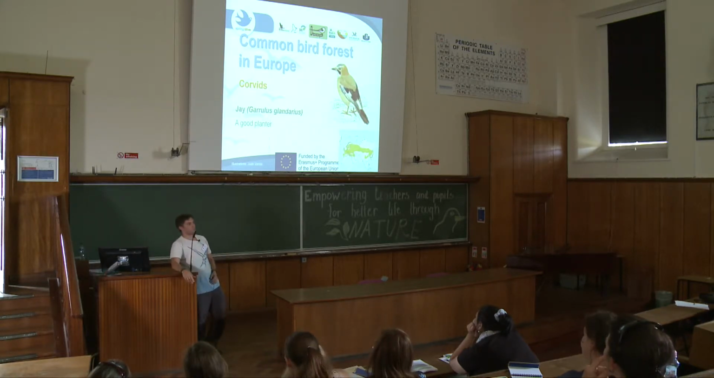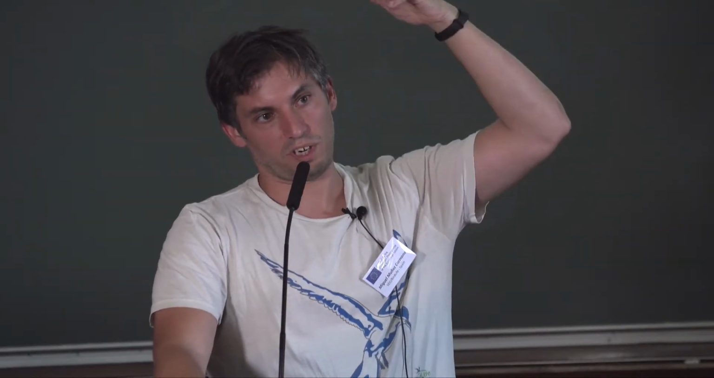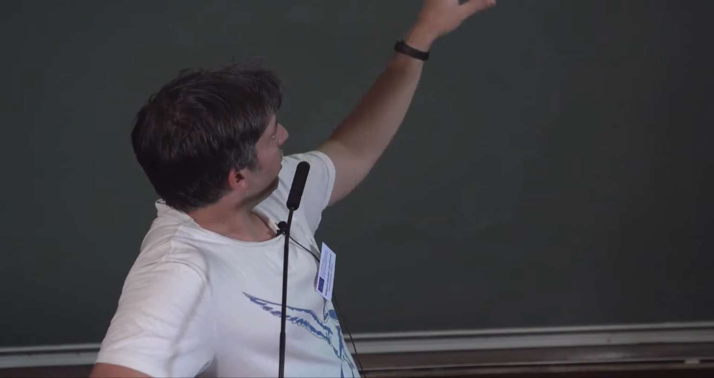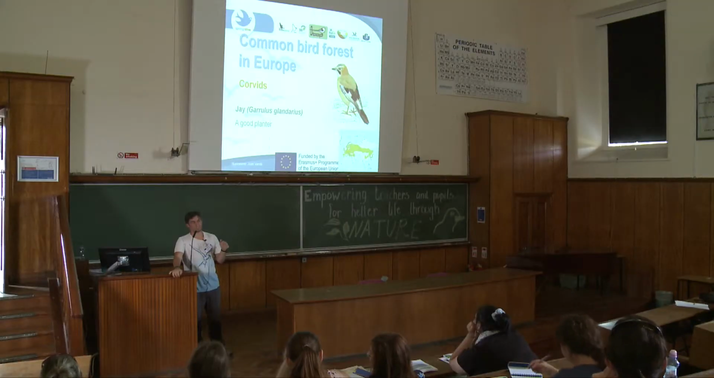Okay, Christoph spoke about corvids also. We have many corvids around here, but here we have a jay. The jay is a really beautiful corvid. It's one of my favorites, and you can find it in any forest, in Europe at least.